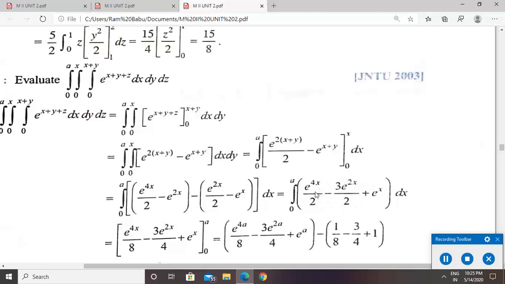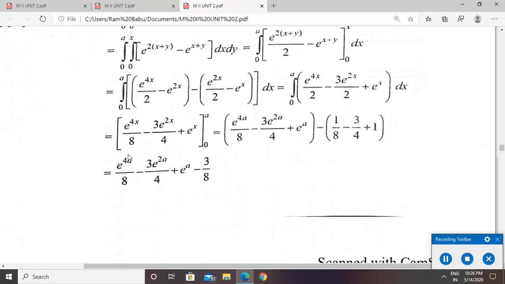we have to integrate this function with respect to x. Okay, the integral value of e power of 4x is e power of 4x by 4, 4 into 2 is 8, minus 3 into e power of 2x by 2, that is 3 into e power of 2x by 2 into 2, that is 4, plus e power of x, okay, limits are 0 to a. After applying the limits we get this function, okay, finally this is the answer.